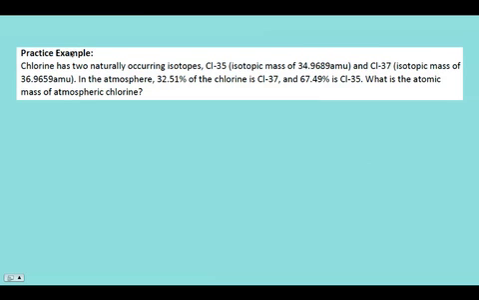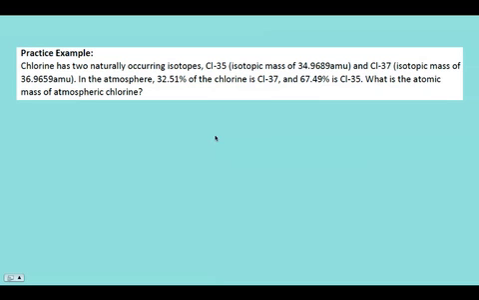So chlorine has 2 naturally occurring isotopes, chlorine 35 and chlorine 37. In the atmosphere, 32.51% of the chlorine is chlorine 37, and 67.49% is chlorine 35, and it asks for this atomic mass, which, right when you see that, you have to be thinking about weighted average.